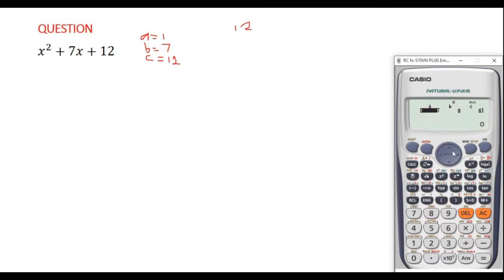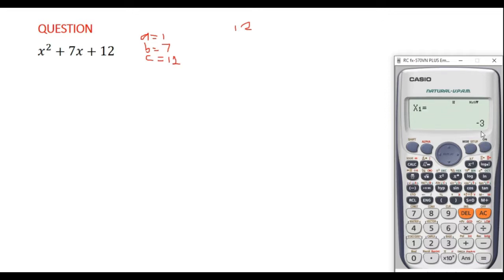So you can see from here that on the calculator it's asking you for A, B, and C. So first you input A. We know that A is 1. So you press 1. Then you press equal to. It's asking you for B. B is 7. So you press 7 and you press equal to. It's asking you for C. C is 12. So you press 12 and you press equal to. Then finally you press equal to.